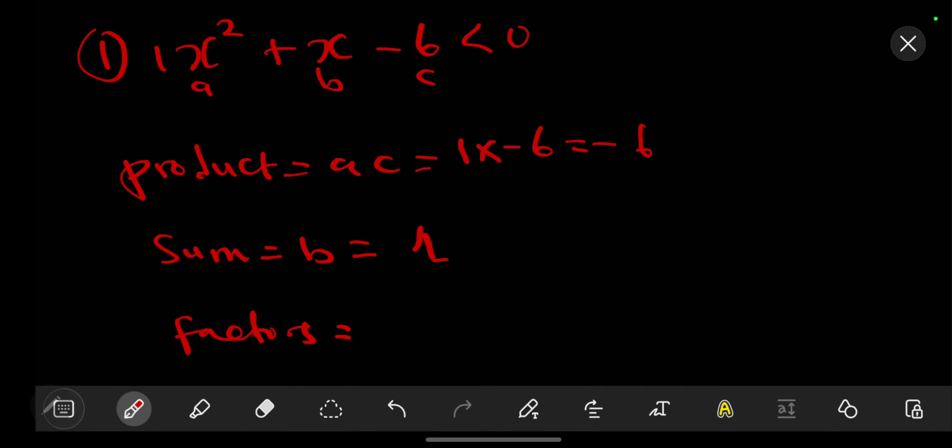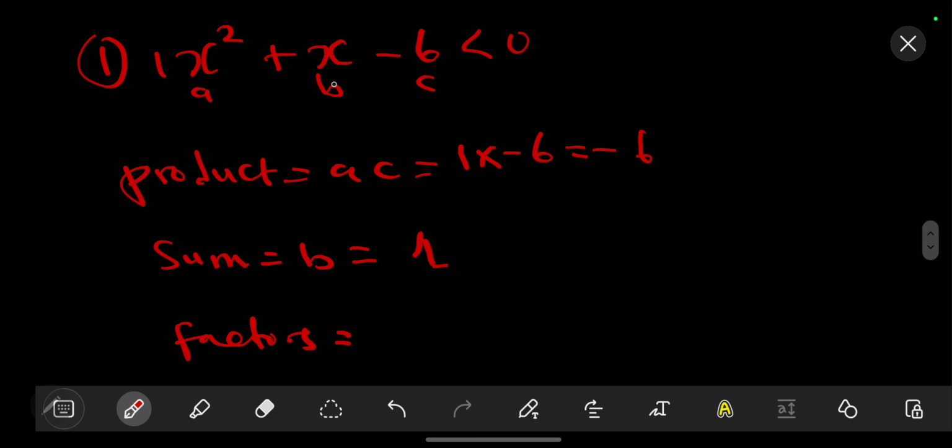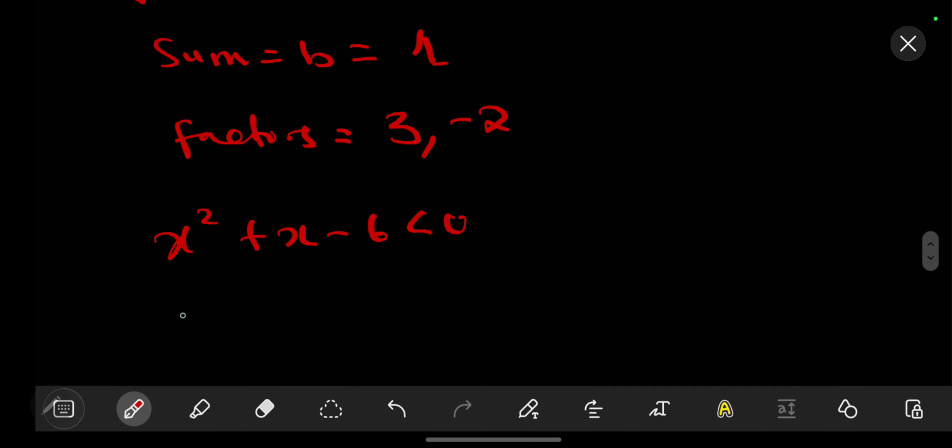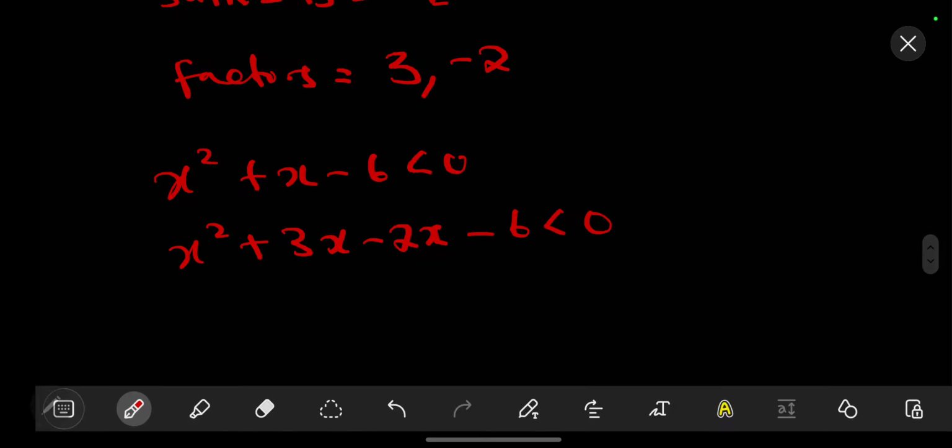Our factors in this case are the numbers which when we add, give us +1, and when we multiply, give us -6, which will be 3 and -2. So we are going to replace this in our B there. We have x squared plus x minus 6 less than 0. So we are going to say x squared plus 3x minus 2x minus 6 less than 0.